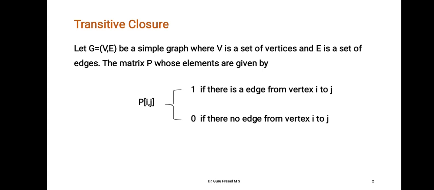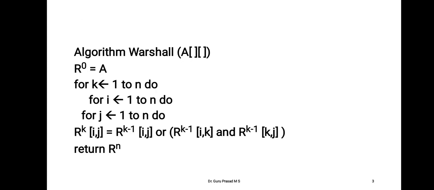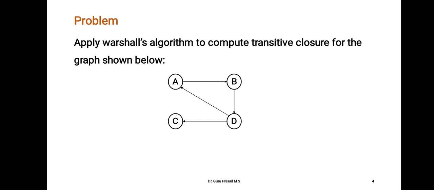The matrix P whose elements are given by P of ij equal to 1 if there is an edge from vertex i to j, and P of ij equal to 0 if there is no edge from vertex i to j. Okay, this is Warshall's algorithm. I will explain this algorithm with a problem. Apply Warshall's algorithm to compute the transitive closure for the graph shown below.